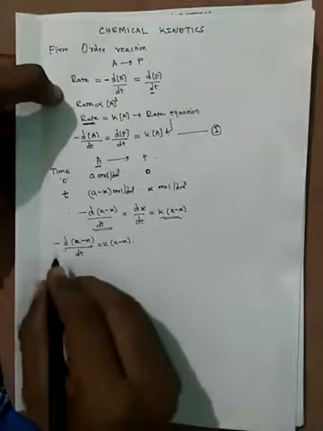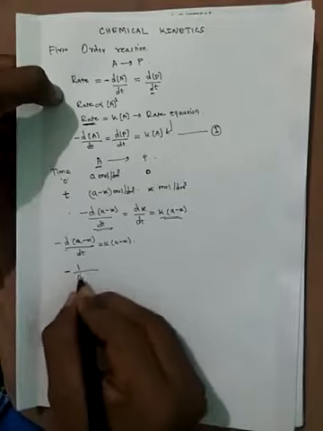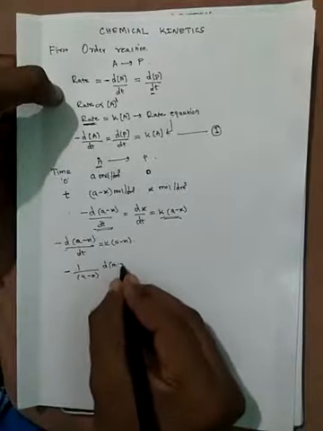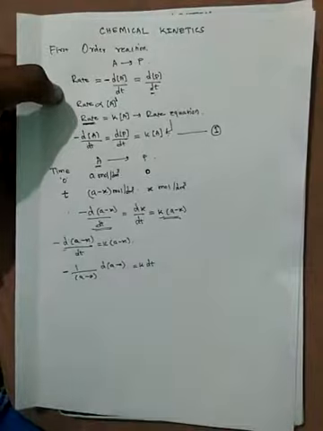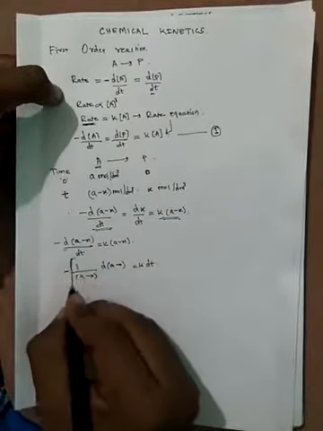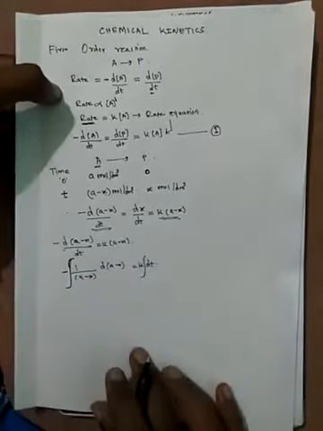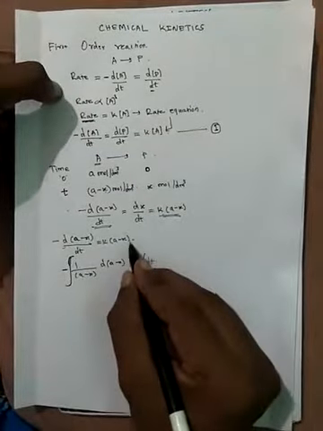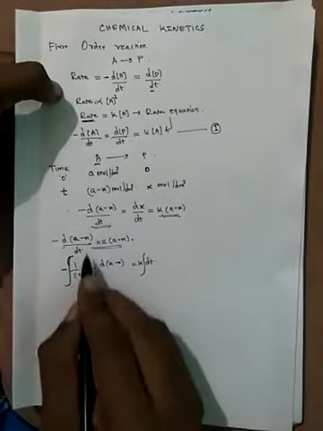And just rearrange this equation: 1 divided by (A minus X) d(A minus X) equals K times dt. Now I'm going to integrate this equation. This is the rate equation, and I'm going to integrate this rate equation.